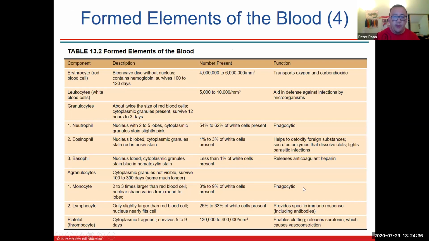All right, and here's what they do, right? So here are the functions of the different cells.